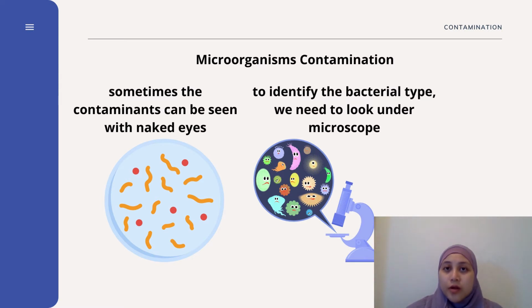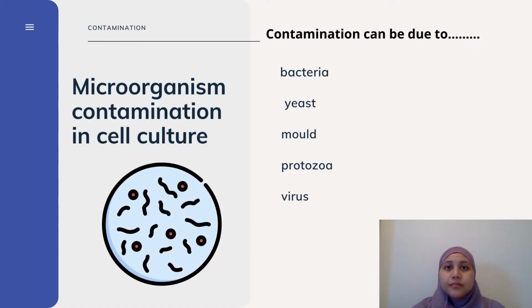How do we identify microorganism contamination? Well, sometimes if they are present in abundance, you can see the contaminants with your own eyes. Example will be fungal contamination. However, to see more clearly and identify the bacterial types, we need to look under microscope under higher magnification. Contamination in cell culture can be from bacteria, yeast, mold, protozoas, and virus.